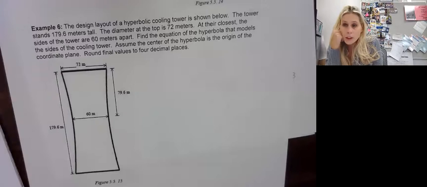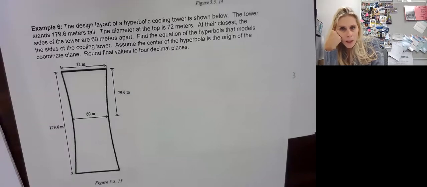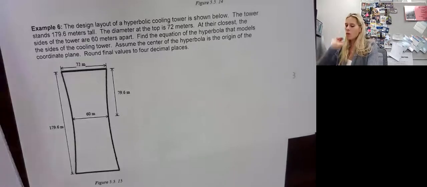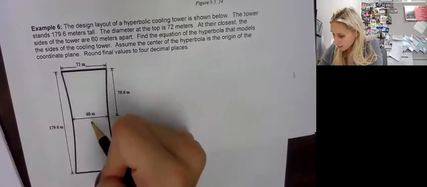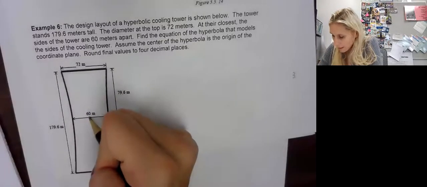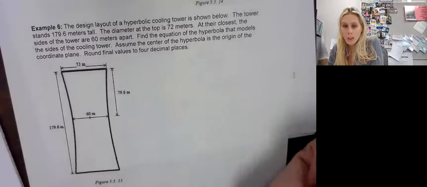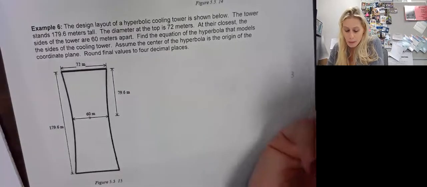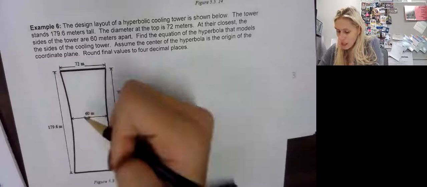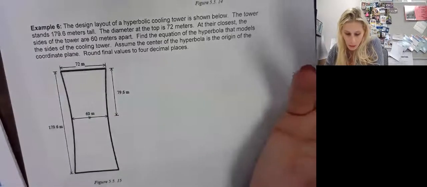Find the equation of the hyperbola that models the cooling tower. Assume the center of the hyperbola is at the origin of the coordinate plane. Round final values to 4 decimal places. Okay, so we're going to assume that the center is right here. And of course, just like we did with the ellipse, let's make it as simplistic as possible, which is showing that the center is at 0, 0.